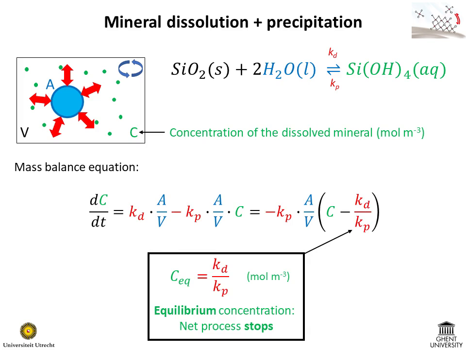In this step, we denote the ratio between the forward and backward reaction as CEQ. We see that this parameter represents the equilibrium concentration of silicic acid, so the concentration where the rates of the forward and backward reactions are equal.